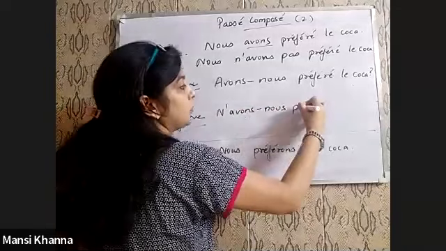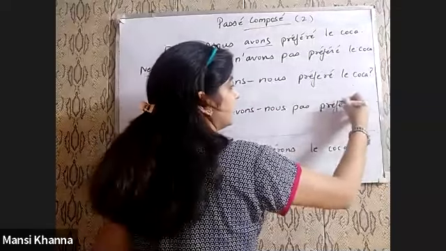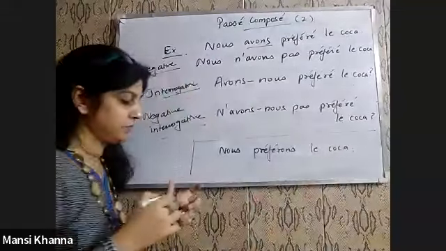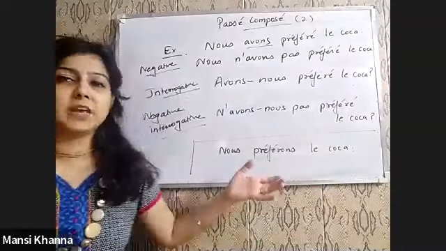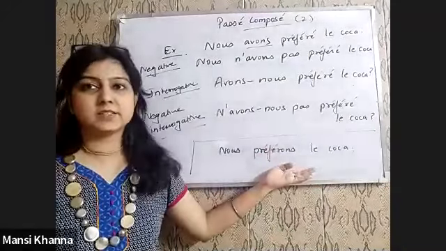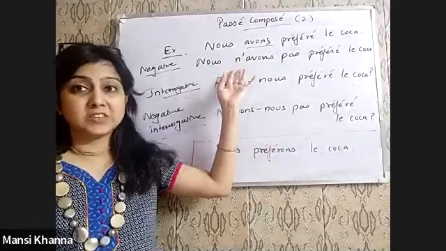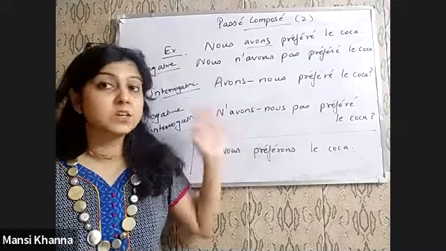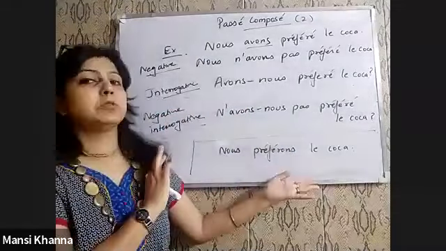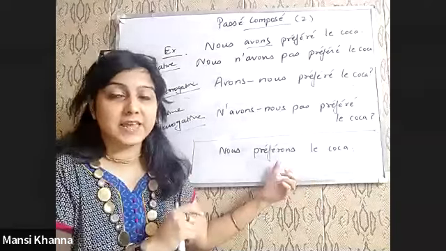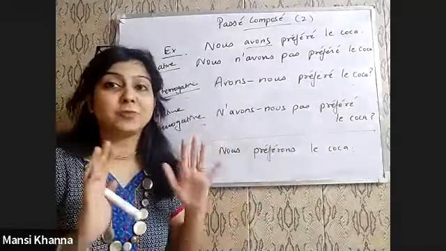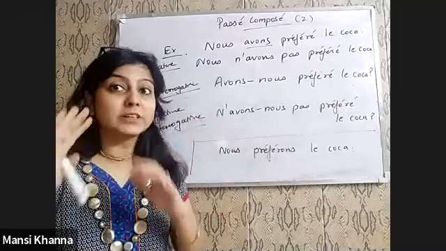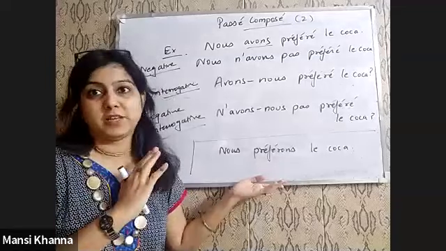And for negative interrogative: n'avons-nous pas préféré le coca. Now, this is the way we would change any sentence into past tense, into negative past tense, into interrogative past tense, or into interrogative negative past tense. If you have been able to do this example, then this is half the battle won. You have actually attained more than 50% in passé composé.